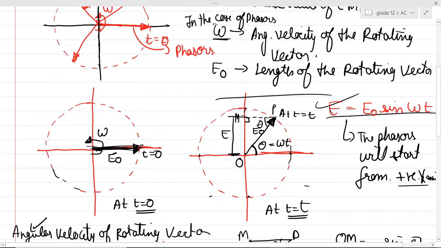Yes, sir. And I told you this particular thing, that whatever is written in front of this omega t is basically the phase, right? So can you see this omega t is nothing but the angle which it makes with the positive x-axis, right?